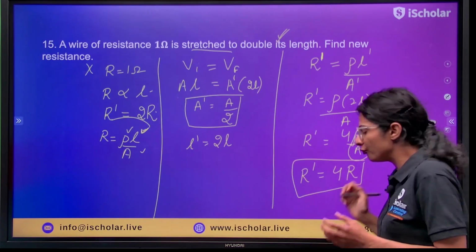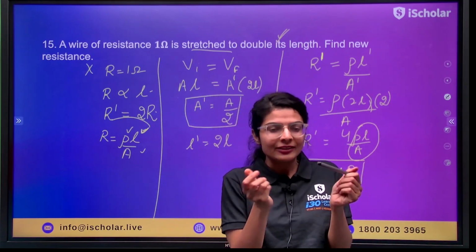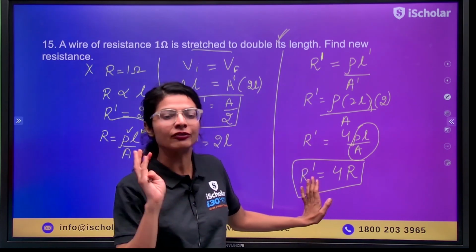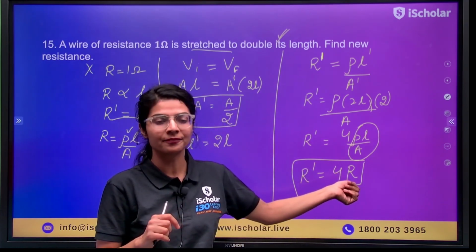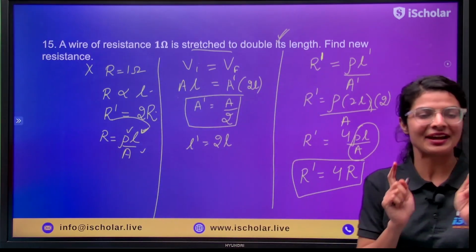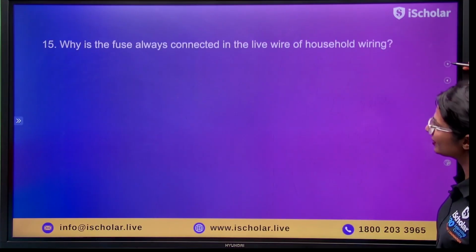That is, when you stretch the wire to double its length, the new resistance becomes 4 times the initial one. I hope this question is clear, and I also hope that you'll never commit the mistake again. Okay, coming to the next question.